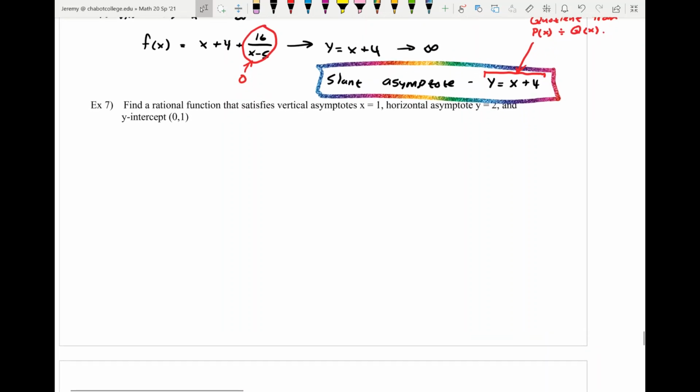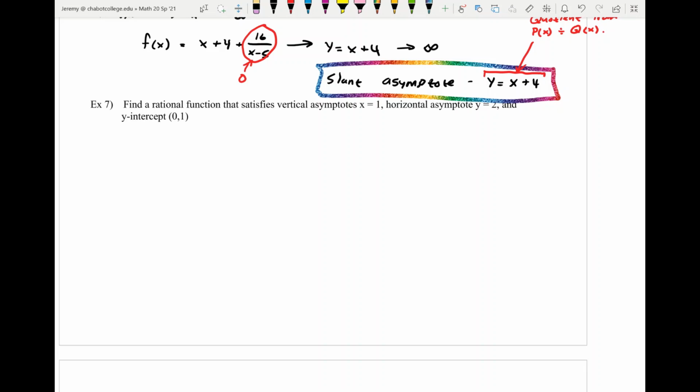So number 7, we want to find a rational function that satisfies a few different things. We want a vertical asymptote at x equals 1. We want a horizontal asymptote at y equals 2, and we want a y-intercept of (0, 1).